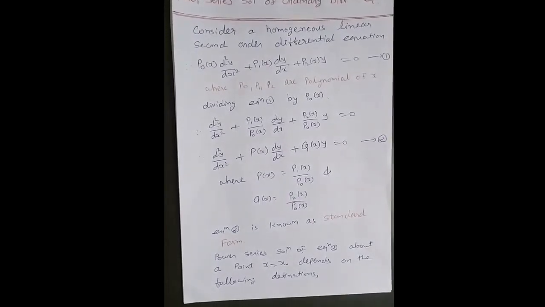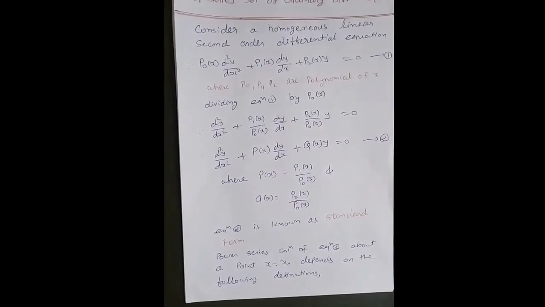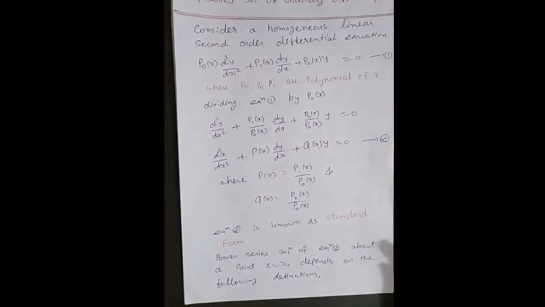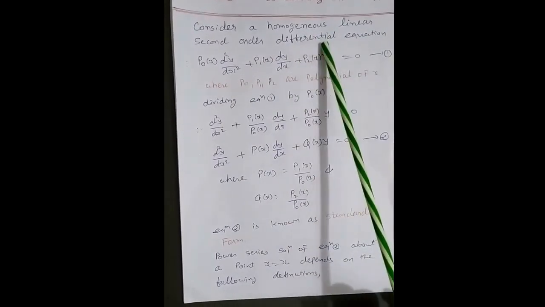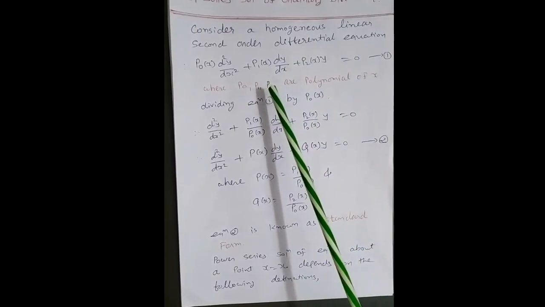Today I have taken the lecture Power Series Solution of Ordinary Differential Equation. Consider a homogeneous linear second order differential equation P0 of x d square y by dx square plus P1 dy by dx plus P2 of x y equal to 0. That is equation number 1, where P0, P1 and P2 are polynomials of x.